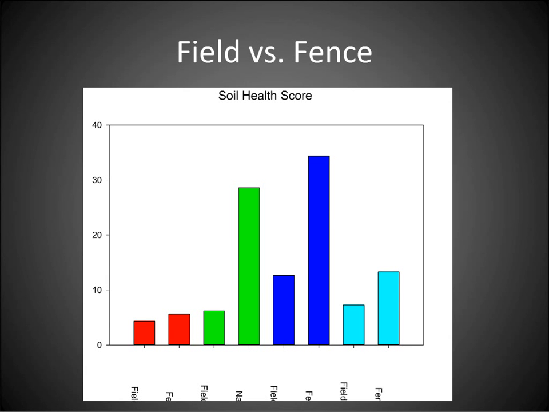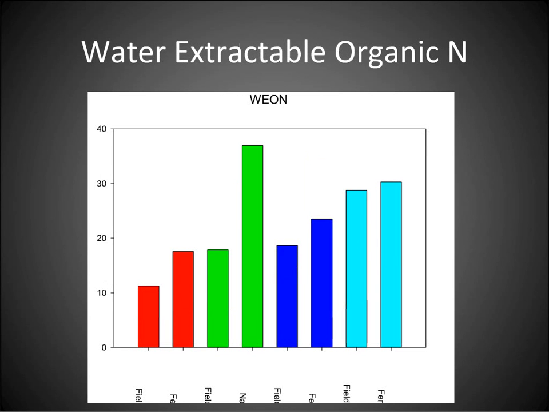This is the same data with the soil health score, and you can see the soil health score is usually higher, quite a bit higher in the fence row than in the field. So, all these indicators point to that. That's the water extractable organic nitrogen. Again, the Iowa sample, which is the far right aqua colored one, is pretty darn close.